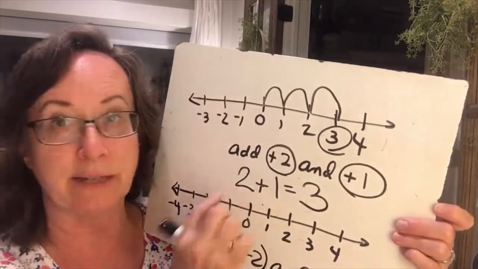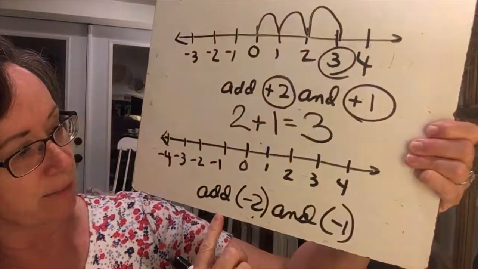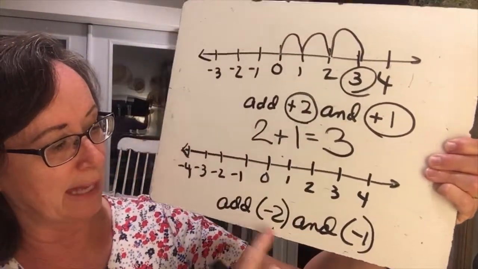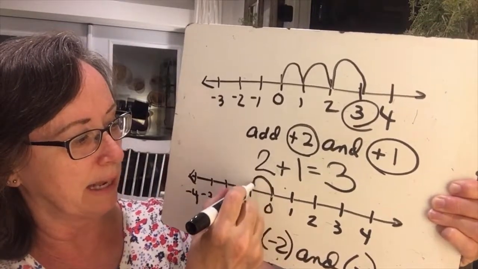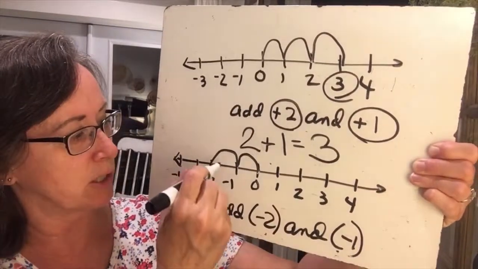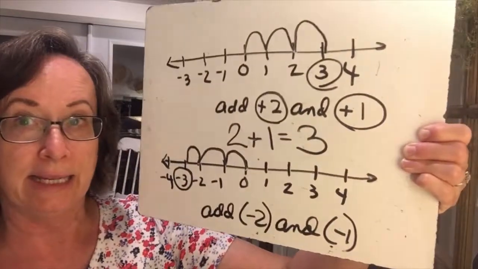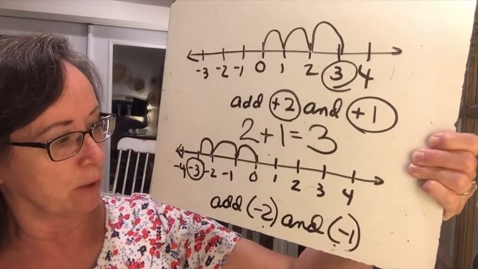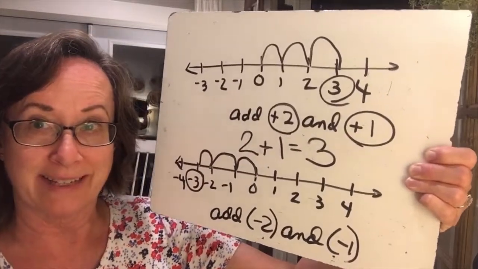Now we know that positive 2 and just 2 are the same thing. Okay, so down here, we have add negative 2 and negative 1. So we start at 0, negative 2, and then 1 more in the negative direction. So we go 1 more in the negative direction, we wind up at negative 3. So negative 2 plus a negative 1 would be a negative 3.